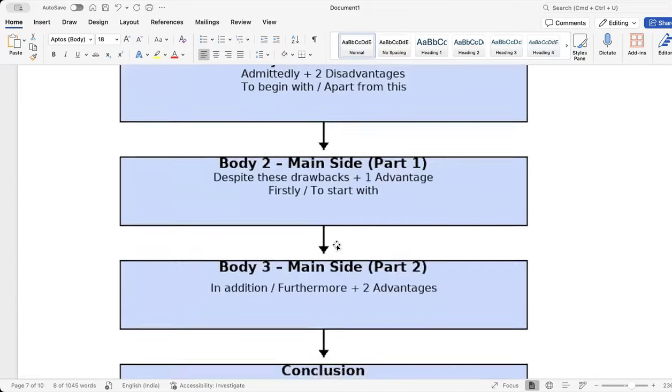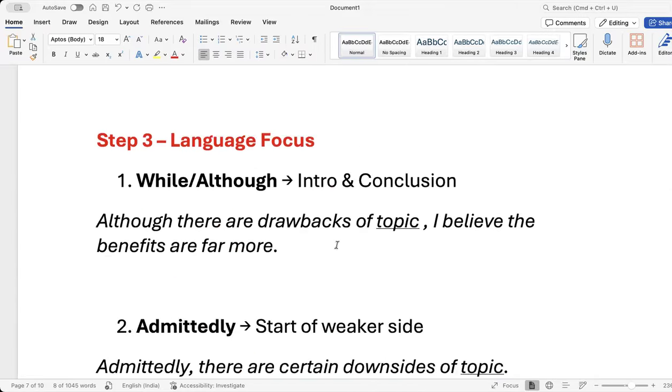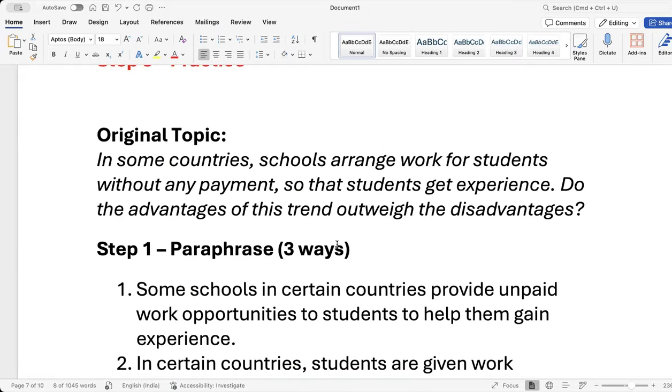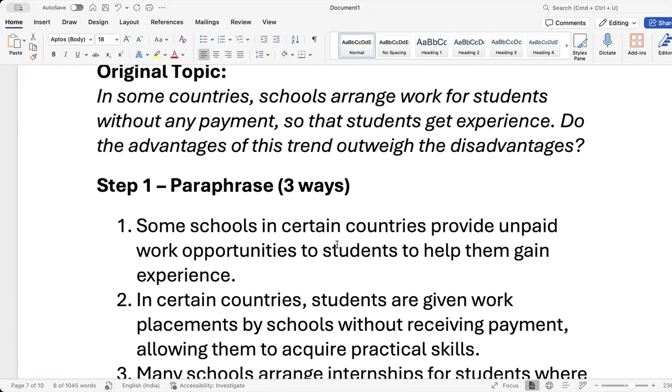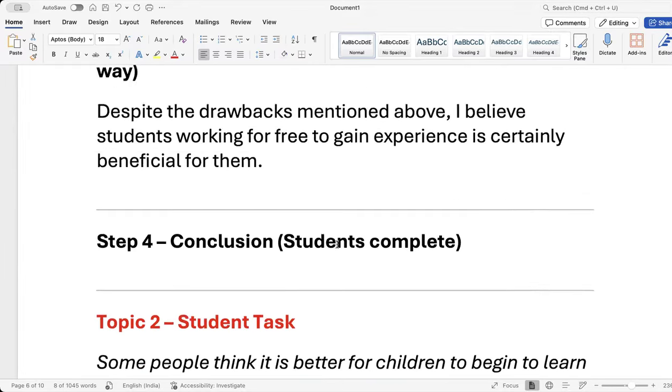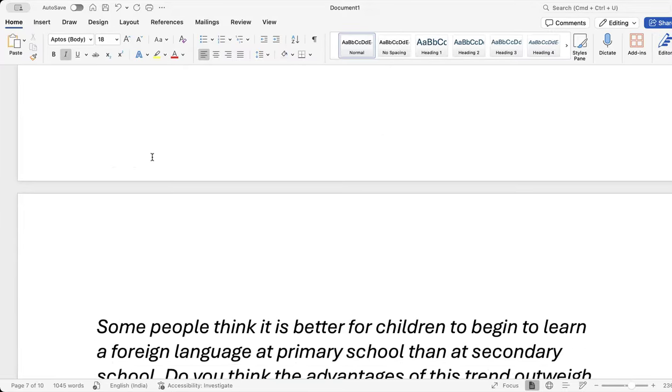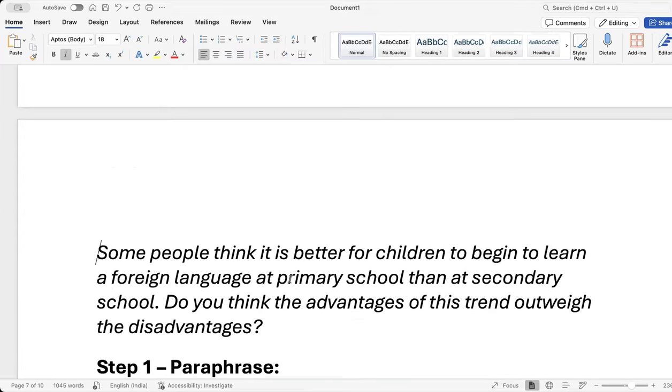See, what is the topic? Okay, let's read the topic. Why am I not talking about secondary? Let's read the topic. That'll give you clarity. A very good doubt though. So let's read this question because I would have this doubt. If I was a student, I would have asked this question too. So some people think it is better for children to begin to learn a foreign language at a primary school than at secondary school. Okay, so some people are thinking what?